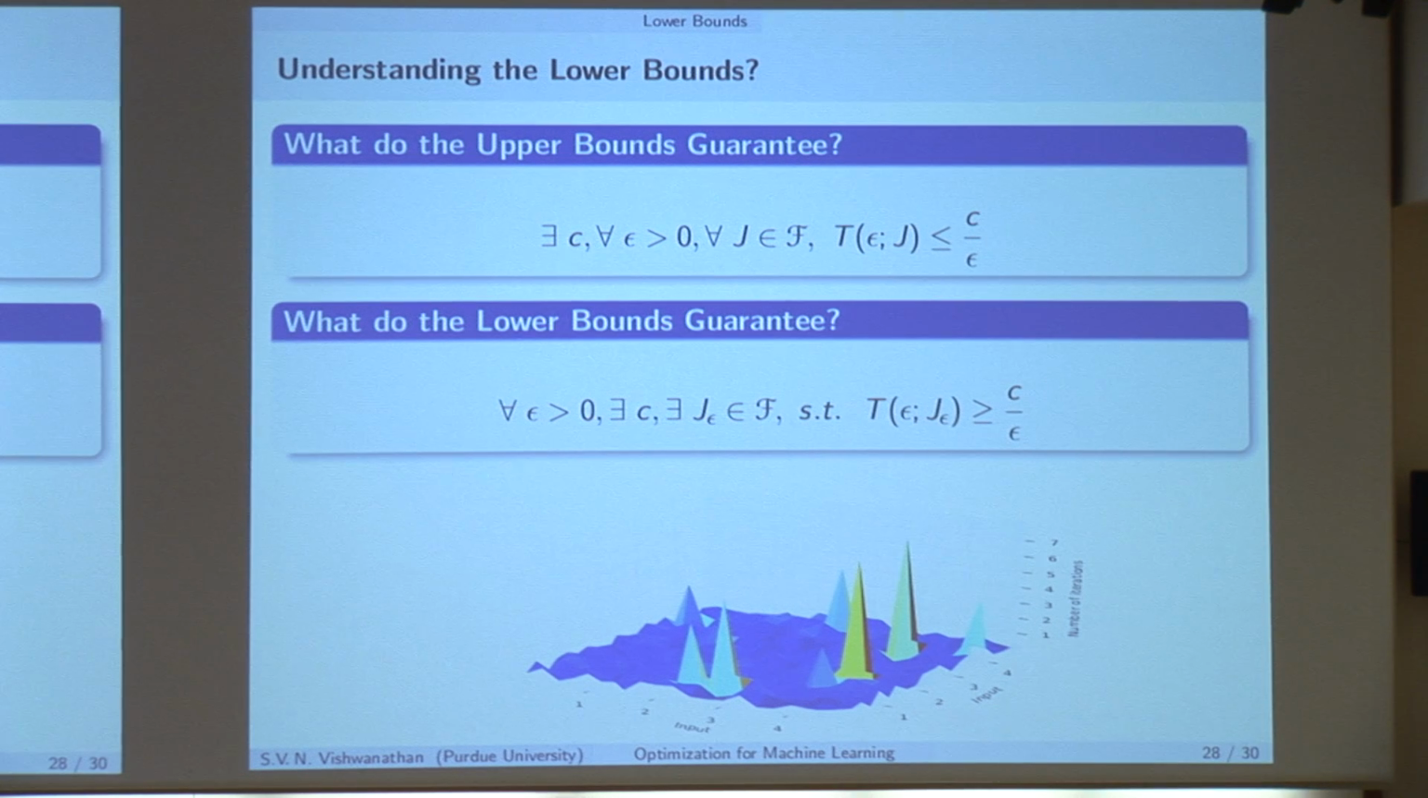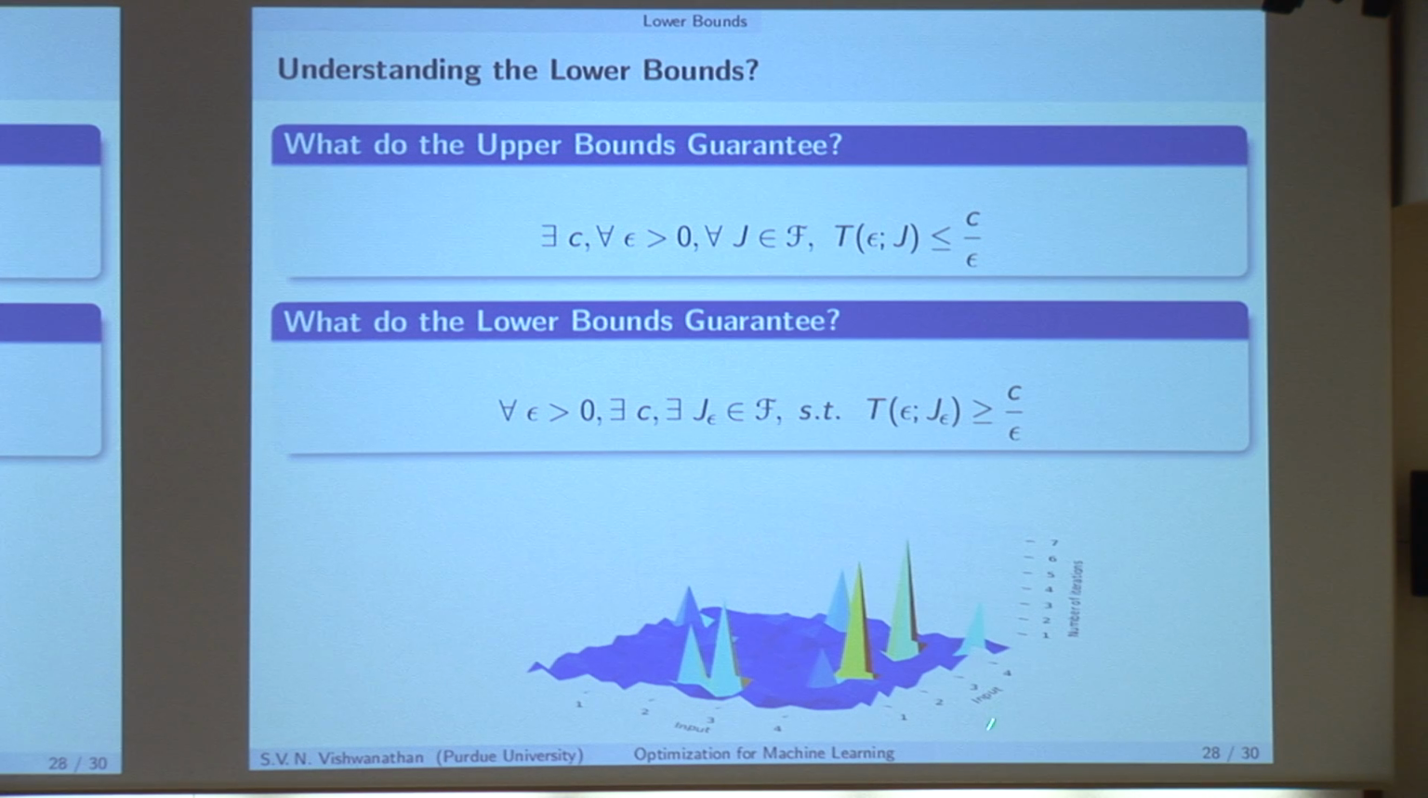On the other hand, the lower bound guarantees that you fix an epsilon, then I can give you a constant and a bad function which belongs to the function class, such that your optimizer requires at least 1 over epsilon steps to get an epsilon accurate solution on this function. So it says there exists a function which is bad. That one says for every function it is at most 1 over epsilon.